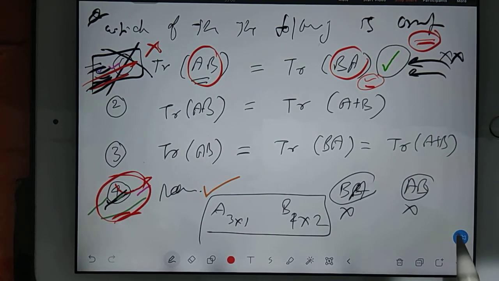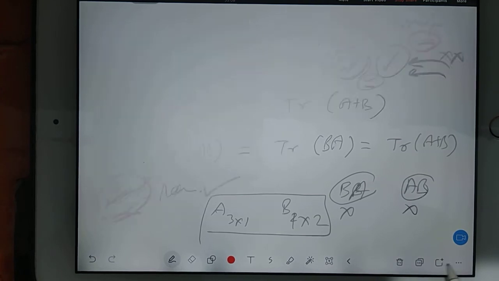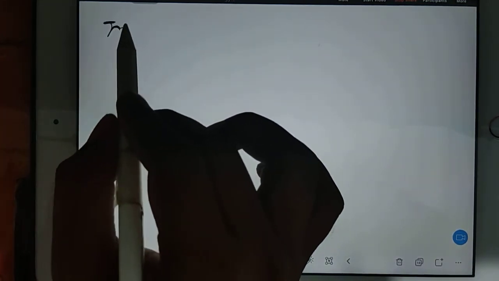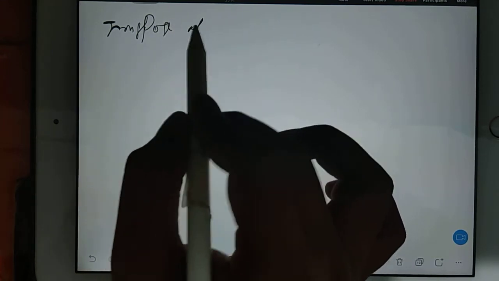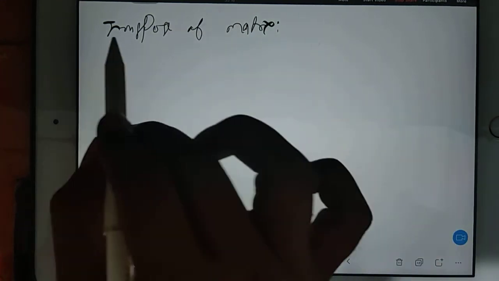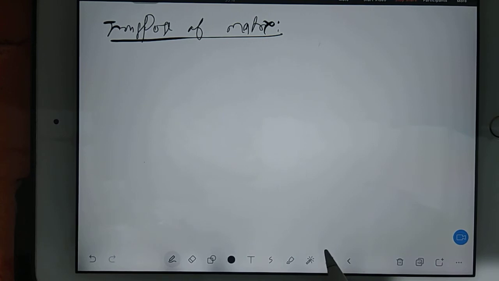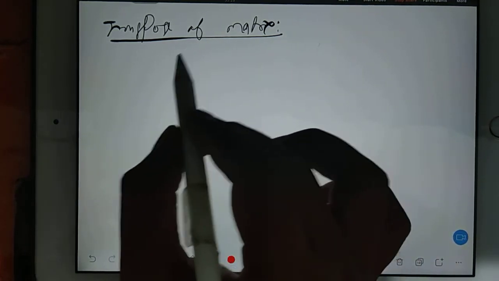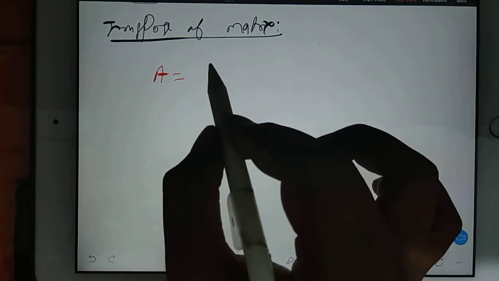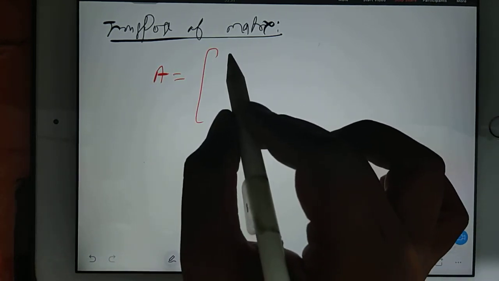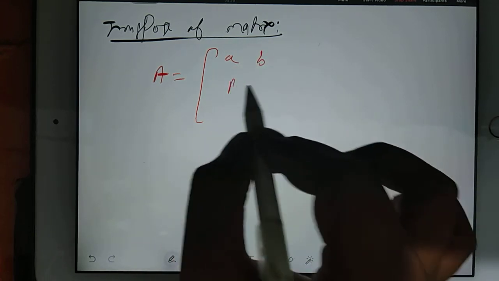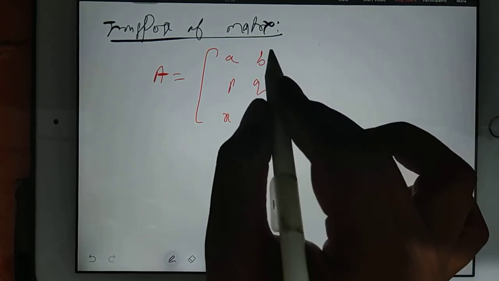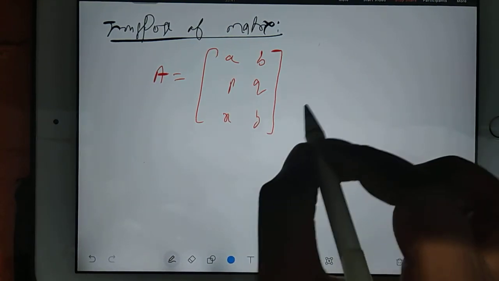Now I'll change the page. We'll go for transpose of matrix. Next heading is transpose of matrix. So transpose of matrix is a very easy topic, and it's very simple. What we are going to do here, suppose any matrix is there, just an example, suppose I am taking A B, then P Q, then X Y. Okay, so you can see the order here.